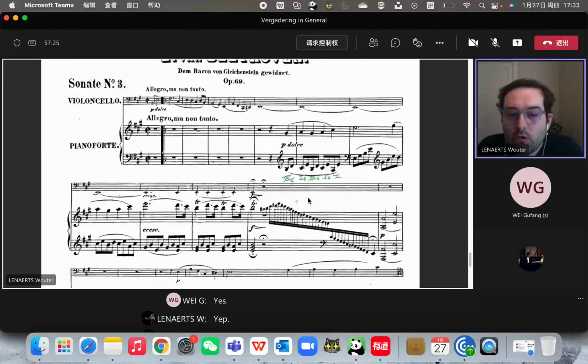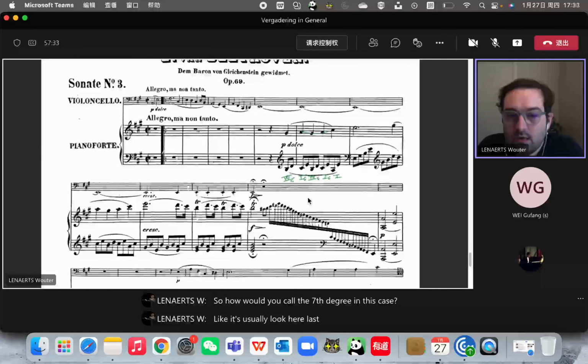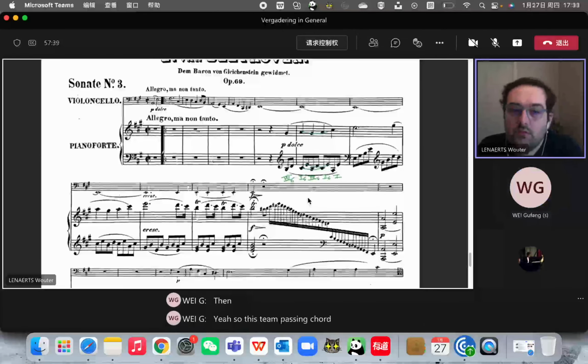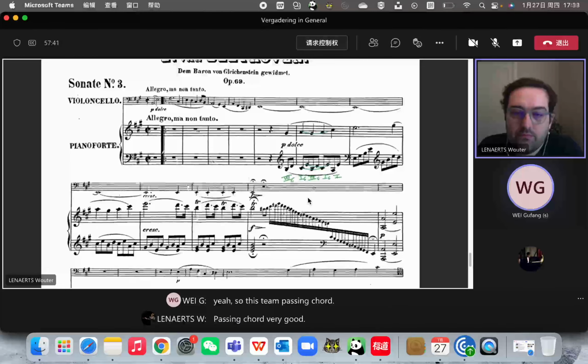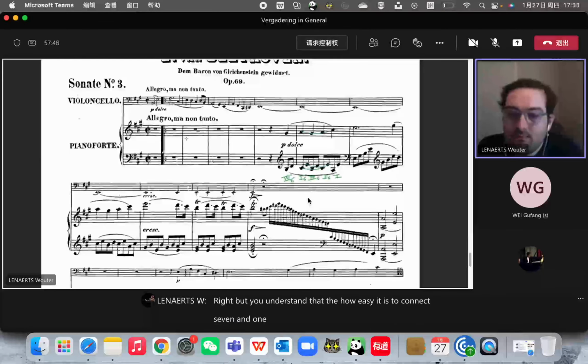So, how would you call the 7th degree in this case? Like neighboring chord, usually look here: la sol la, mi re mi, do si do. Yes, the same, passing chord. Very good. You understand? How easy it is to connect 7 and 1 in a passing way.